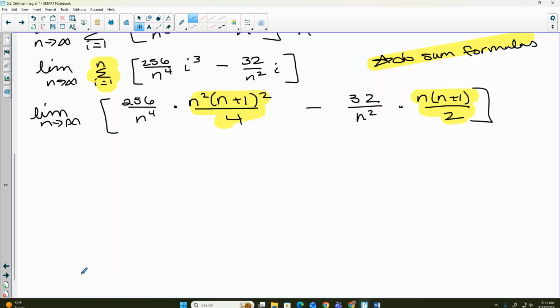It's not pretty, but it's just algebra at this point, right? So we're going to simplify everything we can. If you want, you could drop 2 of these n's out. 256 divided by 4 would just be 64. Drop one of those n's. Plus a 16. Square that.